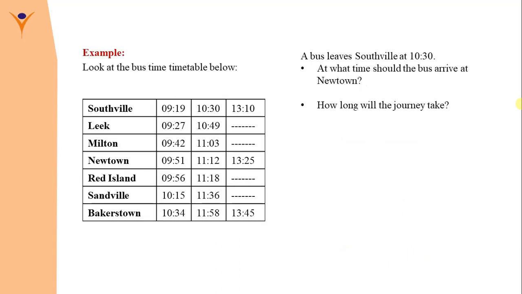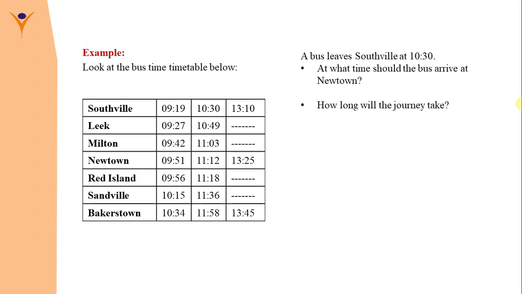Now look at this table. What this table defines is bus time. It's a bus timetable. It tells us how long it takes buses to move from one town to another town. Now we have two questions there. It says that a bus leaves Southville at 10:30. We're referring to just one bus now. At what time should the bus arrive at Newtown?